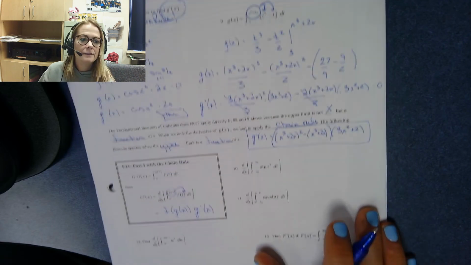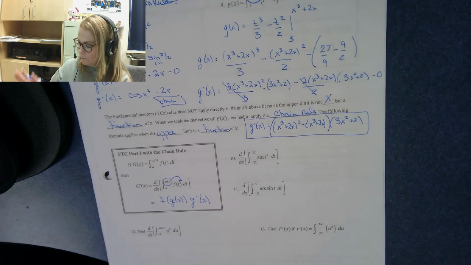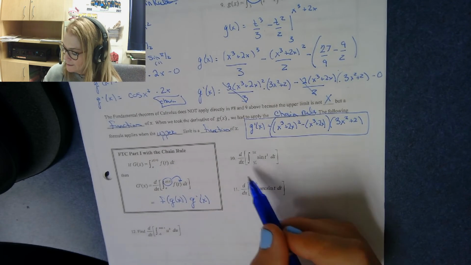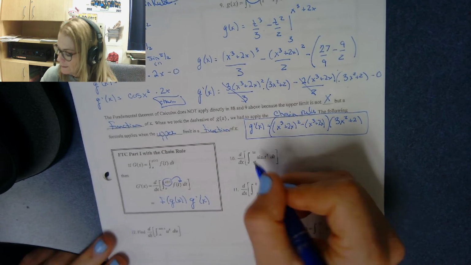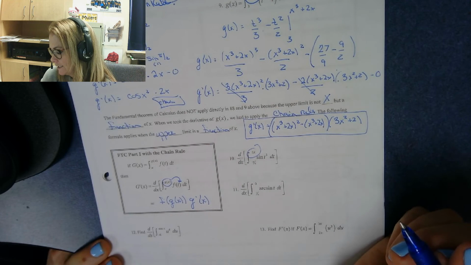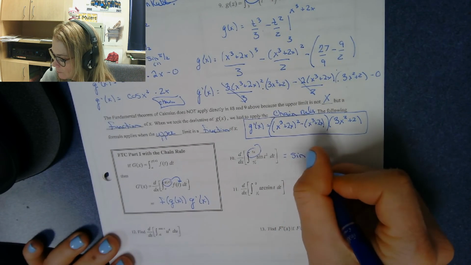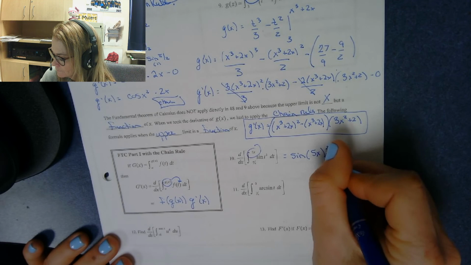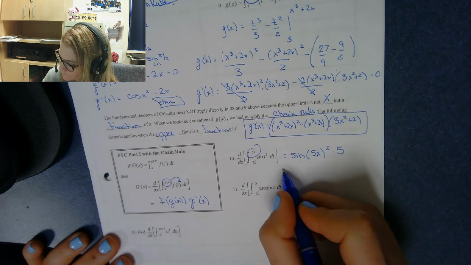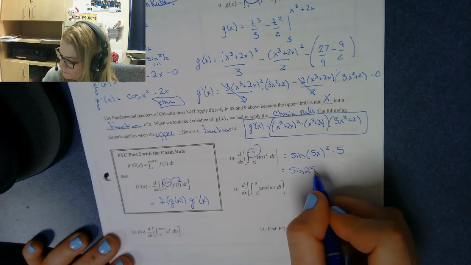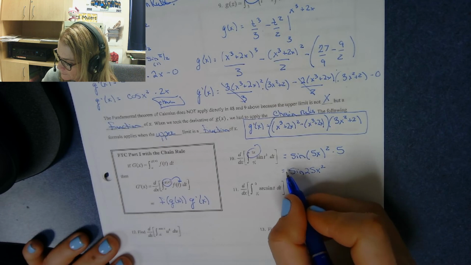So we got this question. We got derivative of an integral. Great, those play knockout. Love it. Check the bottom, constant. Love it. Not just x, so slightly more work, but not bad. That's it. Sine of 25x squared times 5.